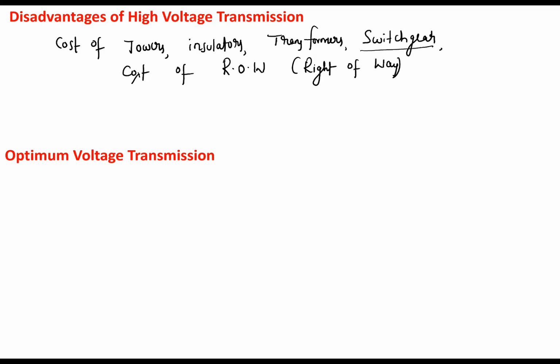Switchgear. After the transformer, every transmission line will have breakers, relays, and everything. If it is a 400 kV transmission line, our circuit breaker rating should also be 400 kV. Our relay, the CTs and PTs, should also have insulation of 400 kV. So the cost of all insulators, circuit breakers, isolators, everything will increase as the voltage increases. So cost of switchgear will increase. The last one is cost of ROW. ROW is right of way.